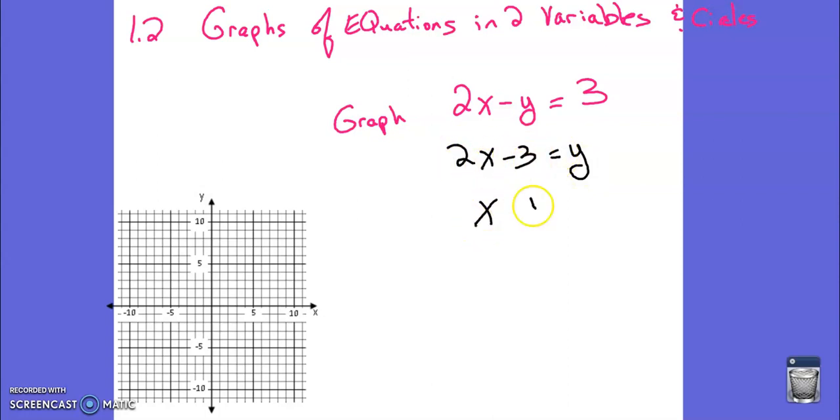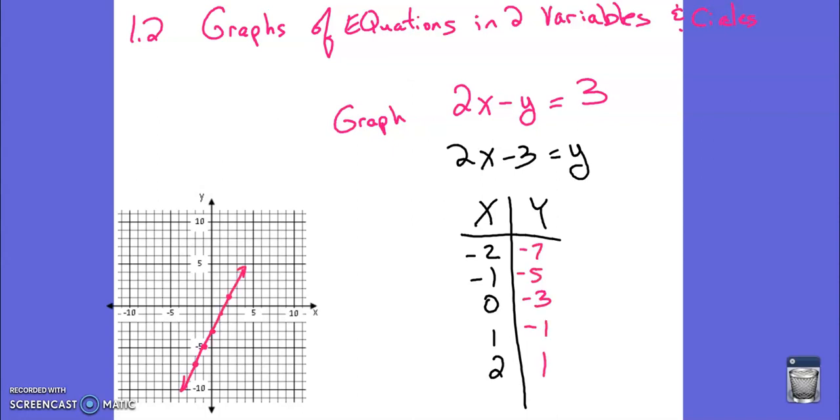And if we made an XY chart, we just randomly choose numbers, and then we're going to plot those points to graph them. And again, any point that you want on here, so typically we use -2, -1, 0, 1, 2, something like that, and just plug those numbers in to get your values. So I plugged those numbers in, got those values, I plotted those points, and then I connected the dots to make a straight line. And you can check it if you remember y equals mx plus b.